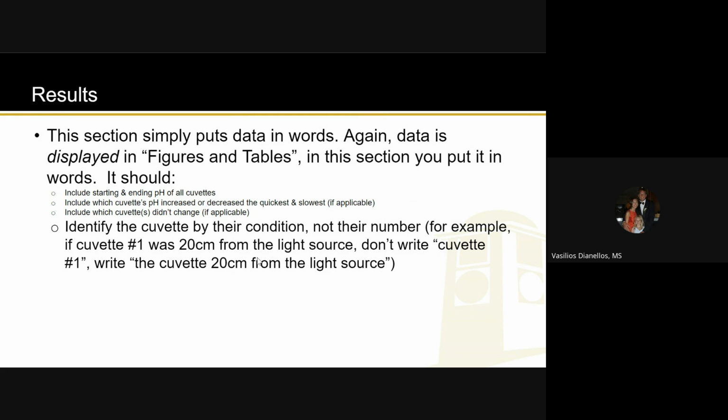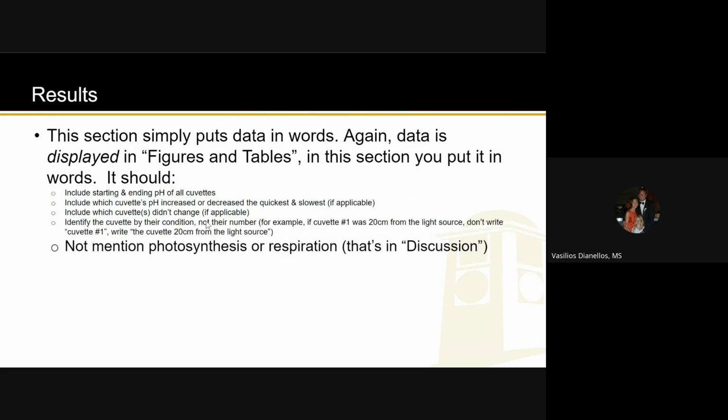So you'll say something like, the cuvette in the green light started here, ended here. The cuvette in the white light started here, ended here. Right? Because if you just use a number, that's going to make no sense. You need to talk about the condition that the cuvette is in. What color light is it in? What temperature is it in? How much light intensity? So on and so forth.